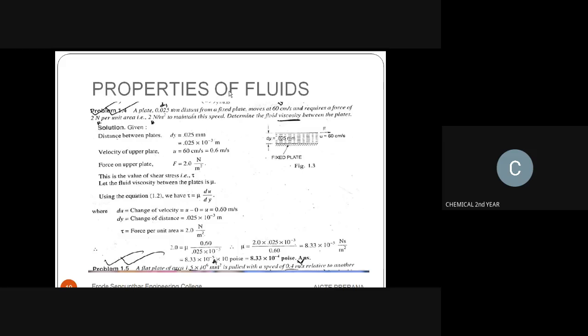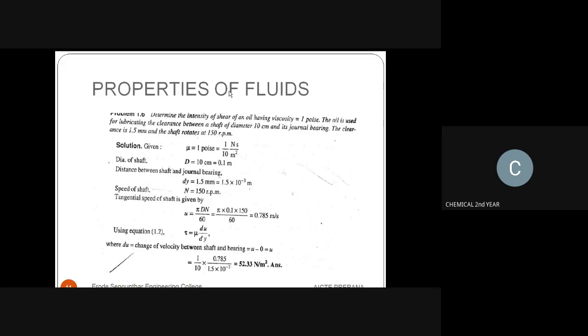So this is a very, very important problem where you will be given the change in distance and change in velocity along with the force, and you have to calculate the fluid viscosity. For that you need to use the formula tau is equal to mu into du by dy. So you can see the next problem.